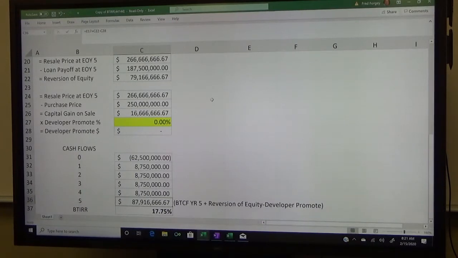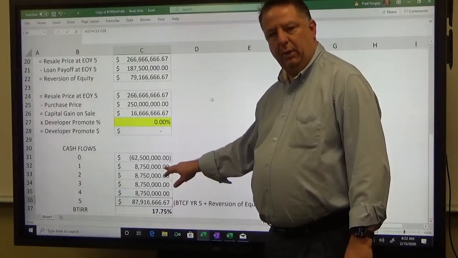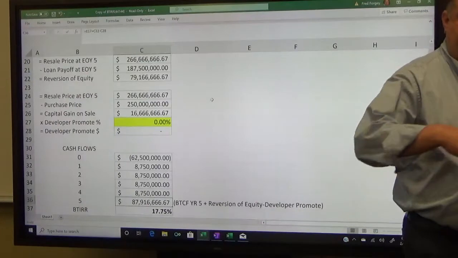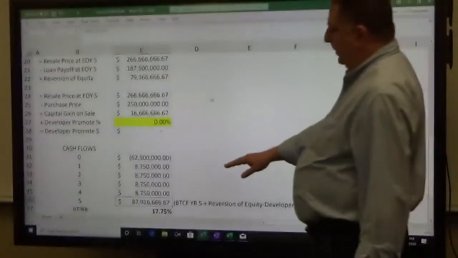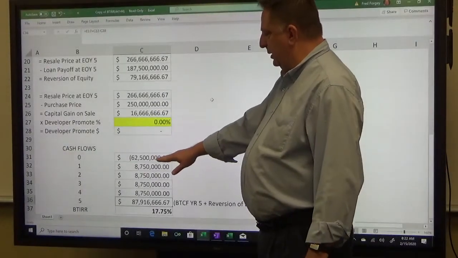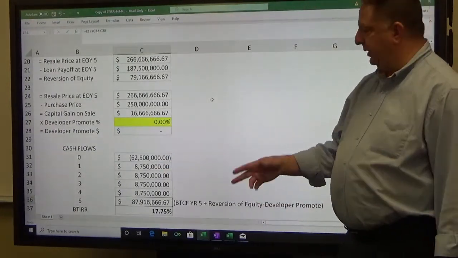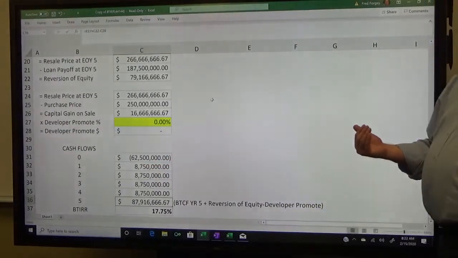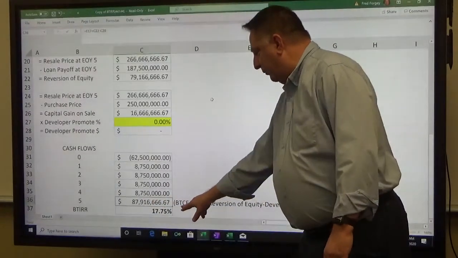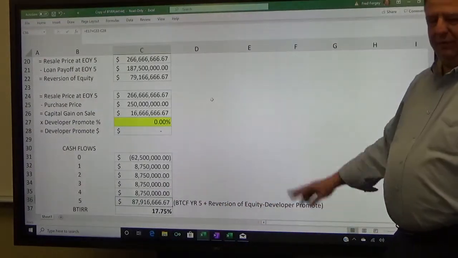Gotcha. Yeah, but it may be slanted toward basically the value of the reversion or potentially the cash flows, which we're going to be working a problem. We'll kind of go through that as well. That makes sense. So, once again, for this one, all we're simply saying is the $62,500,000 is our cash money equity into the deal. The $8,750,000 is our before tax cash flow to the investors. And then at the end, we're going to have whatever that before tax cash flow is, plus whatever the reversion of the equity was. And then we're going to talk about the developer promote here in a second.